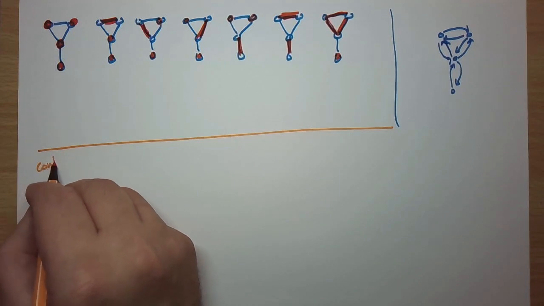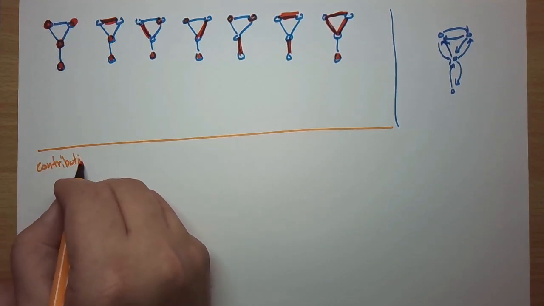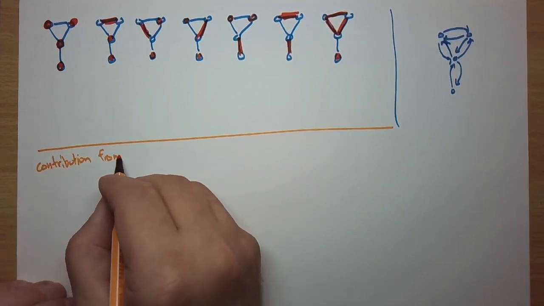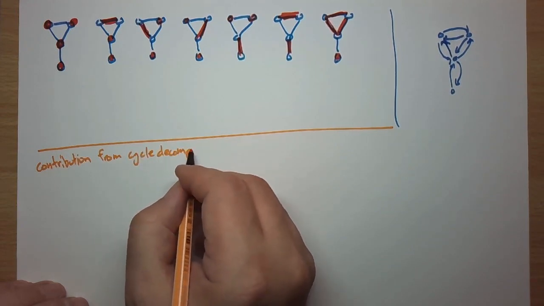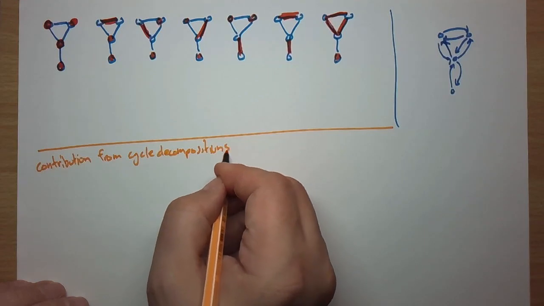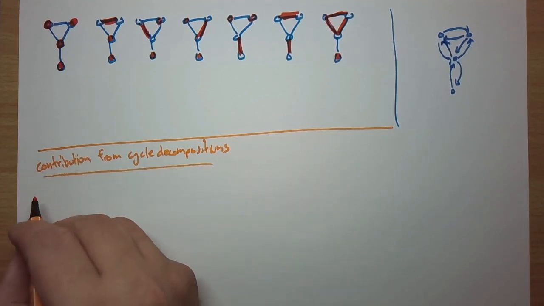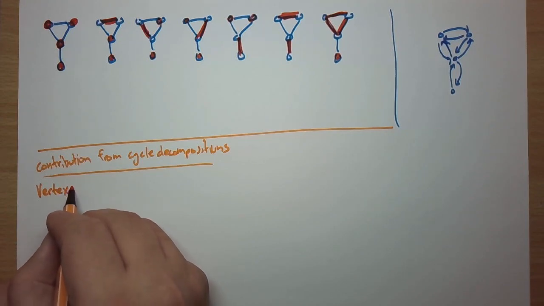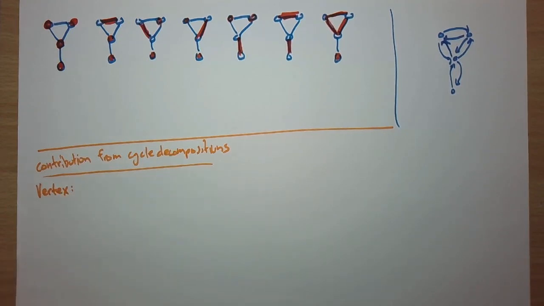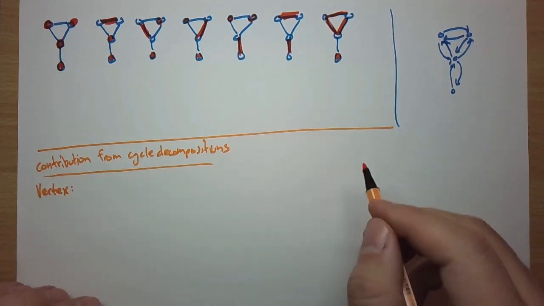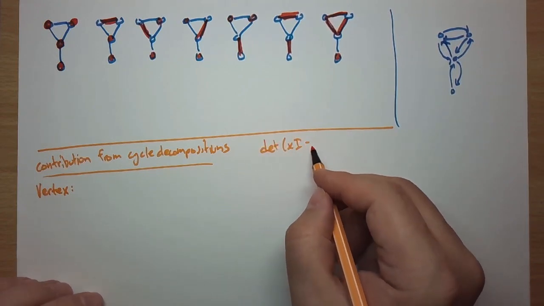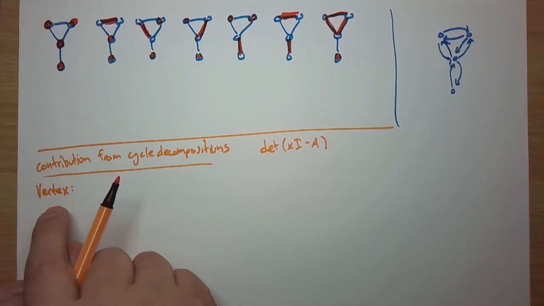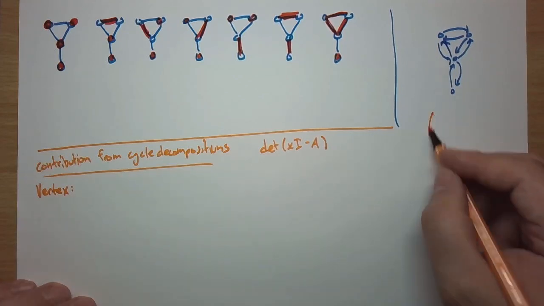So, the contribution from a cycle decomposition. And we'll simplify things. Let's start with a vertex. Suppose we have a vertex. And remember that we're doing this, the determinant of xI minus A. What's the contribution that a vertex is contributing?